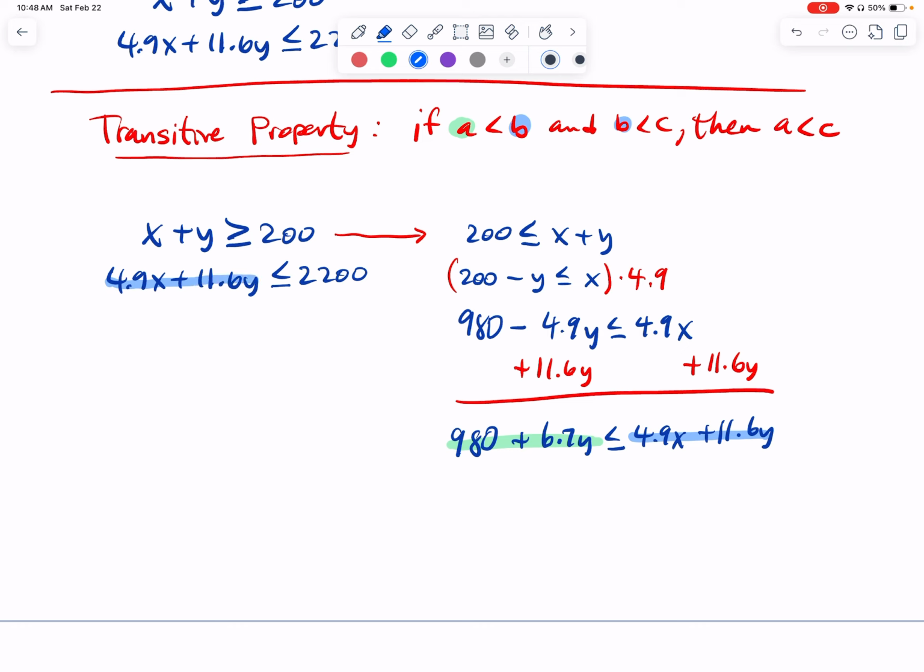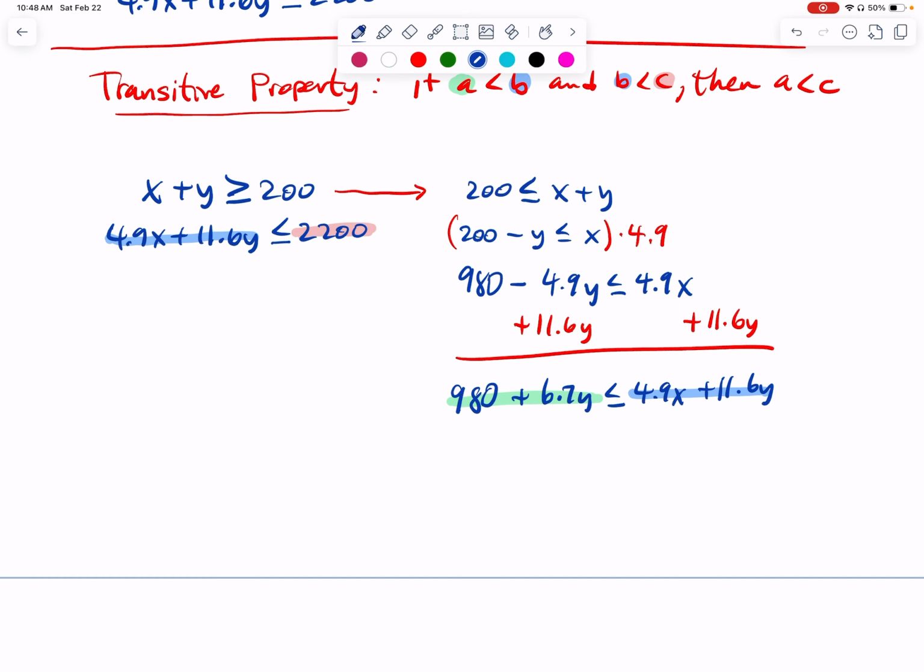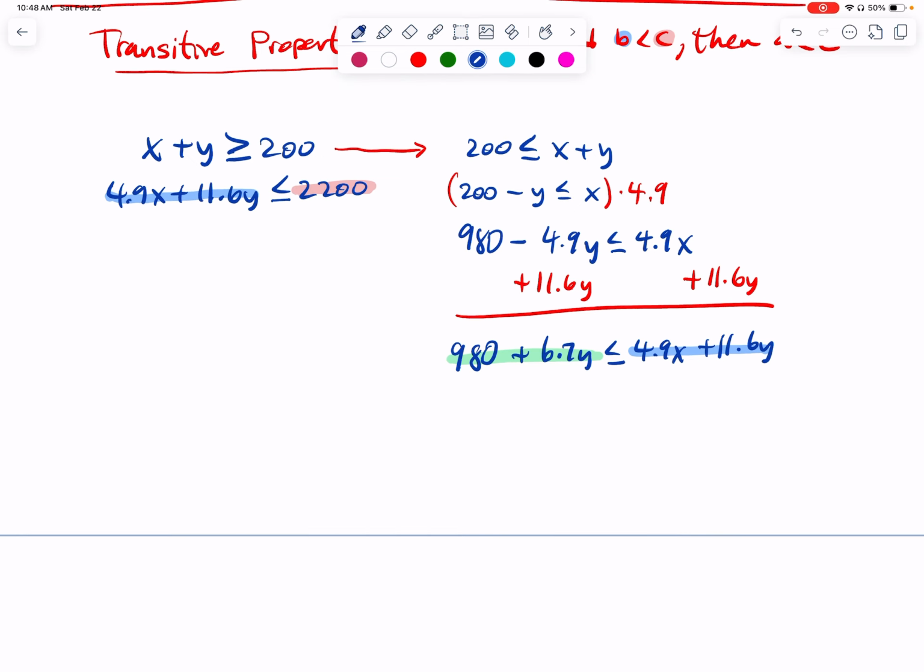And then everything is going to be less than the C value, which I'll highlight here in red, and that's going to be your 2,200. And I can actually combine these in a compound inequality, and we usually write these things from smallest to biggest. So the smallest side is the thing that's in green here. That's your 980 plus 6.7y, which is less than or equal to the blue thing, 4.9x plus 11.6y, which is less than or equal to the red thing at 2,200.